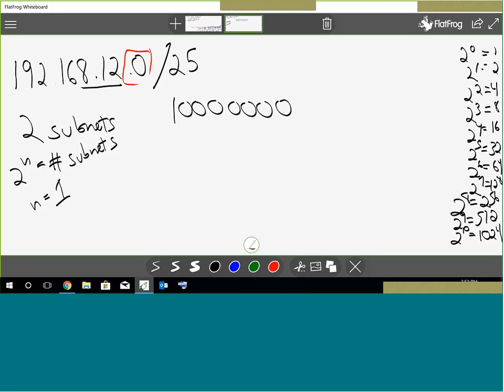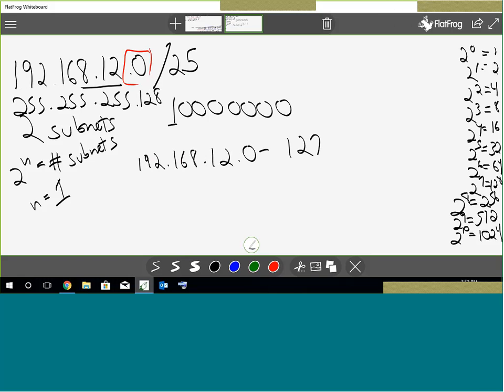255.255.255.128. Let's go down to 128. And my new subnets are 192.168.12.0 to what? What's my variable now? 128. 128. So this is going to be what? 127, and then 128 is your next network to 255. So there's your two subnets.